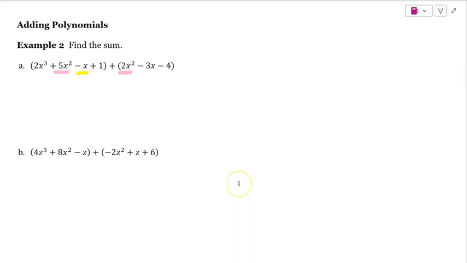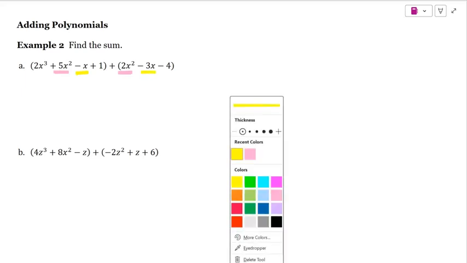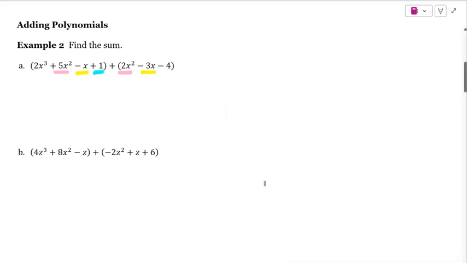I also have a negative x and a negative 3x. Those will be combined together. And then I've got a plus 1 and a minus 4. Those will be combined together. That 2x cubed doesn't match up with anything, so it'll stay on its own.